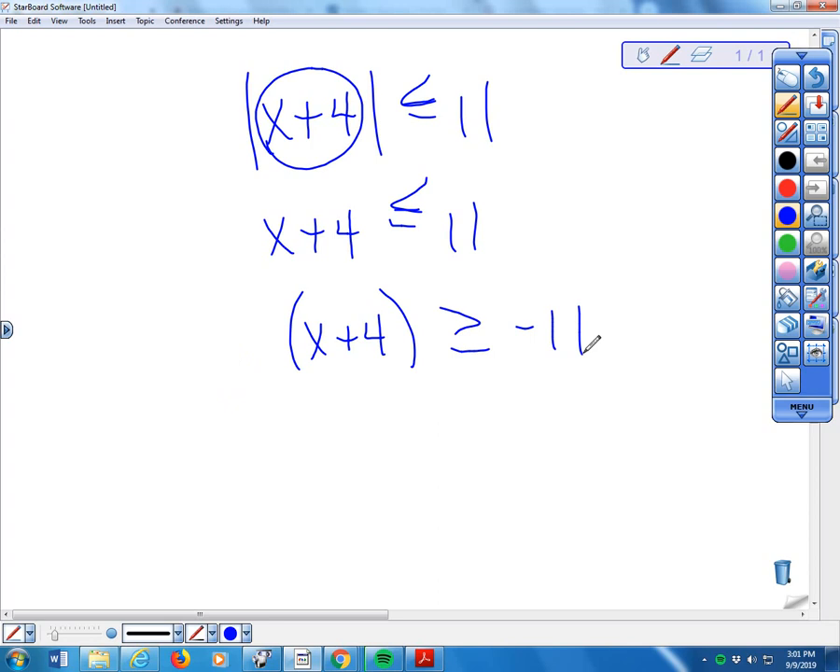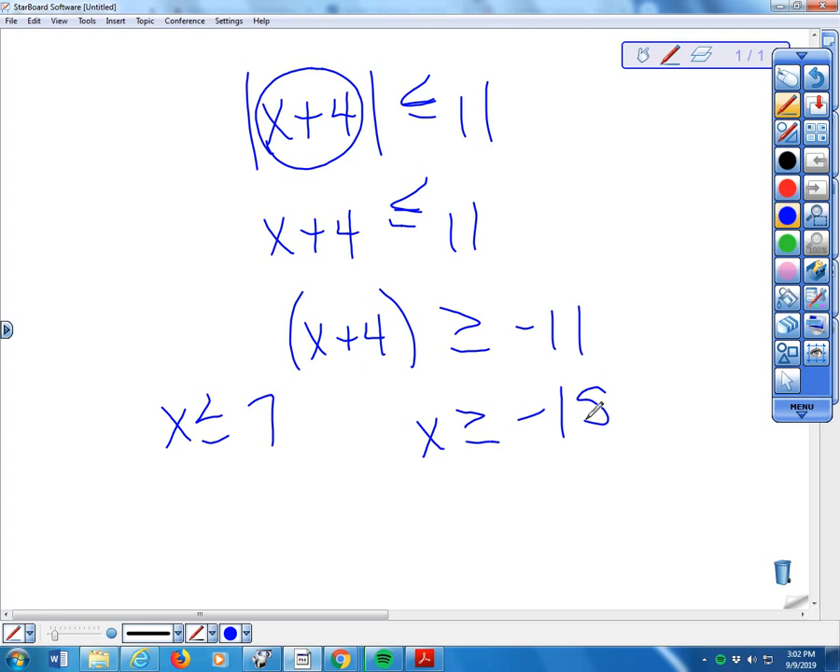With inequalities, first inequality, you always have to set up 2. Drop the absolute value, write it exactly the way it's written. The second inequality, you drop the absolute value, flip your sign, and make it negative. So these are the two inequalities I would solve for this absolute value problem. Then after I've set it up, I can see that x is less than or equal to 7. And here, x is greater than or equal to negative 15.